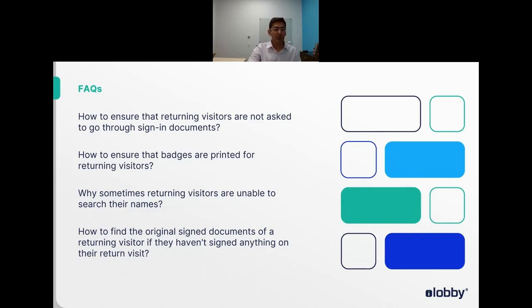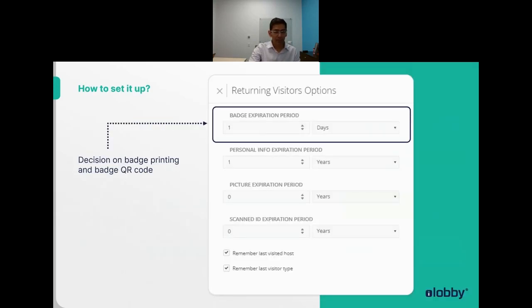Next one is how to ensure that badges are printed for the returning visitors, something that we covered before. There you go. So badge expiration period, this is where you do. If you want to ensure that each and every visit, their badge is printed, just set this as 0 days. Okay, so even if they return in the next hour, their badge will be printed.